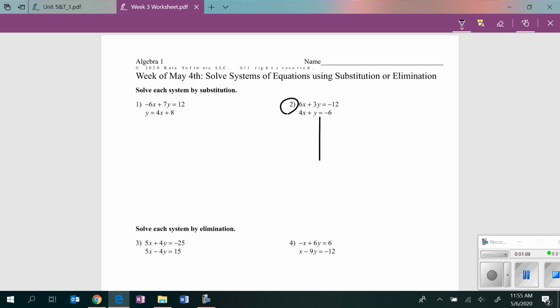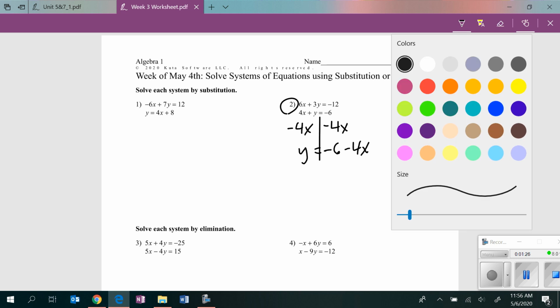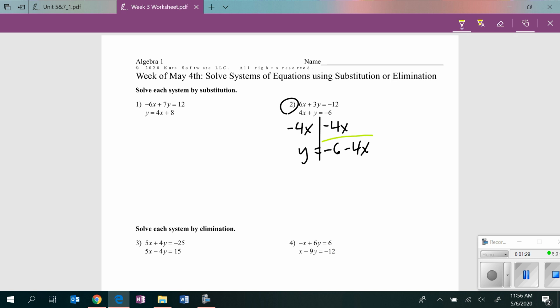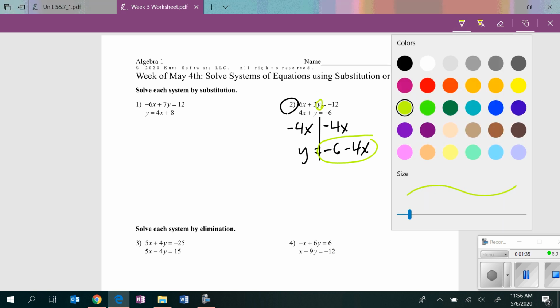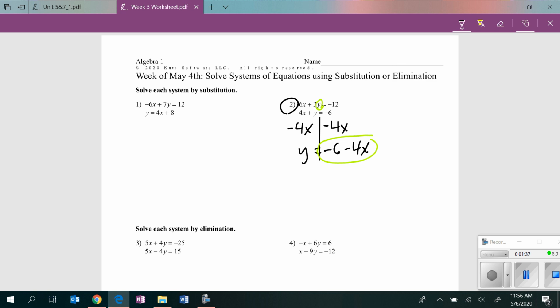Okay. By manipulate, I mean I need to move this 4x by subtracting, and then I'm left with y equals -6 minus 4x. Okay. Now I'm ready to substitute. This y equals -6 minus 4x can now substitute and replace this y in that first equation. So now I rewrite and say I have 6x plus 3 parentheses, -6 minus 4x equals -12.